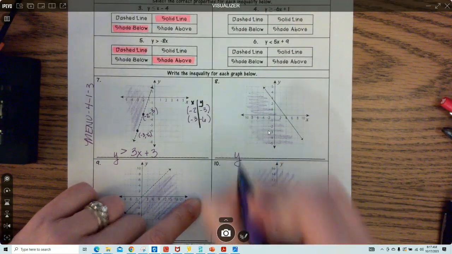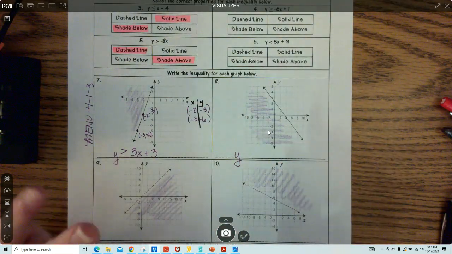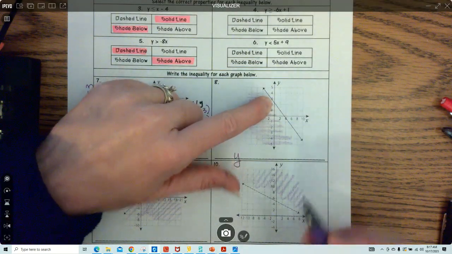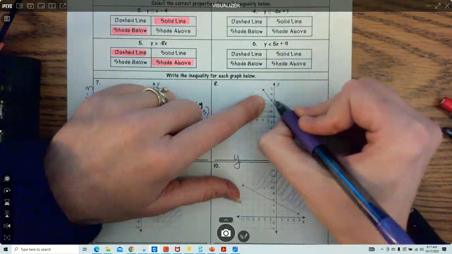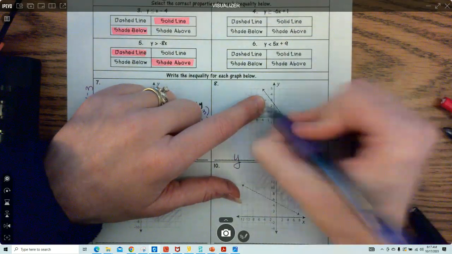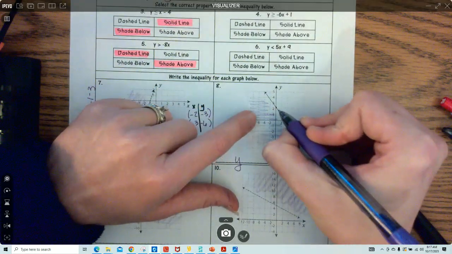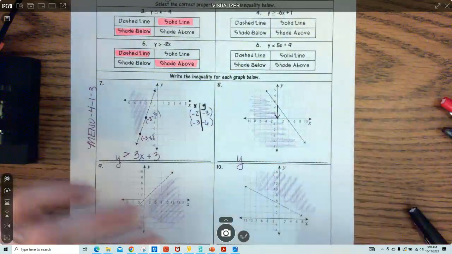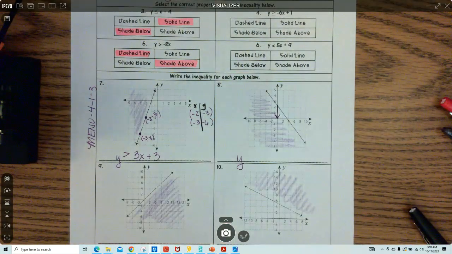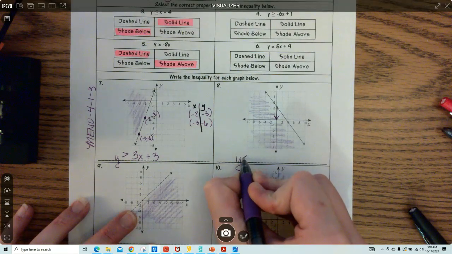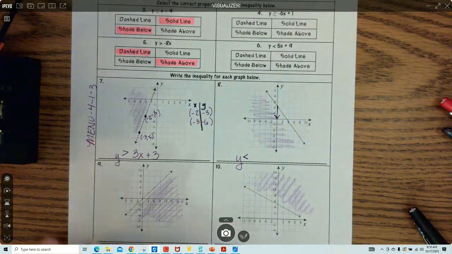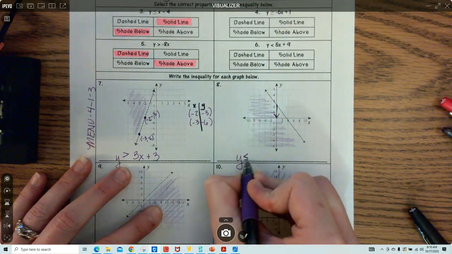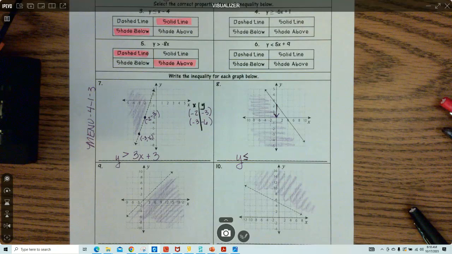So the next one, number 8. We know it's going to start with y. All right. Easiest way to tell if you're above or below the line is to go to the y-intercept. So my y-intercept is, well, not quite, but right in here somewhere. If I draw a line down, that's where my shading is. I'm below the y-intercept, so I'm below the line, meaning y is less than. This line is solid, so that means my inequality sign gets the line underneath it.